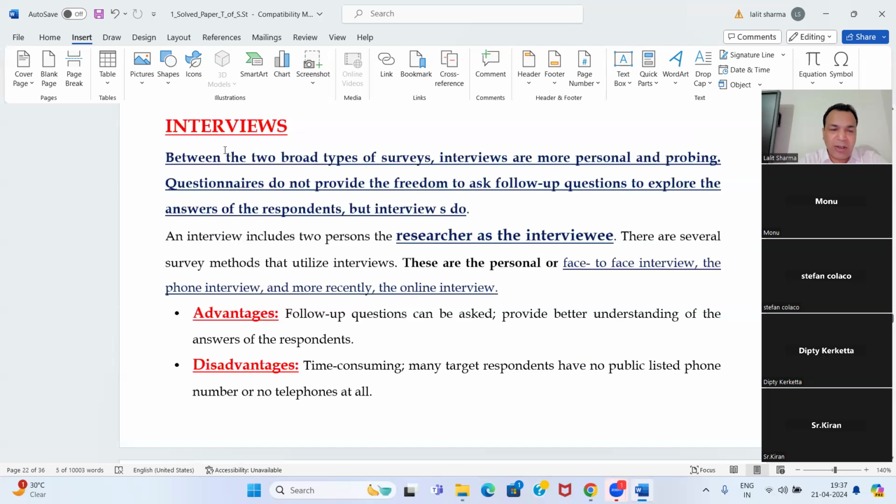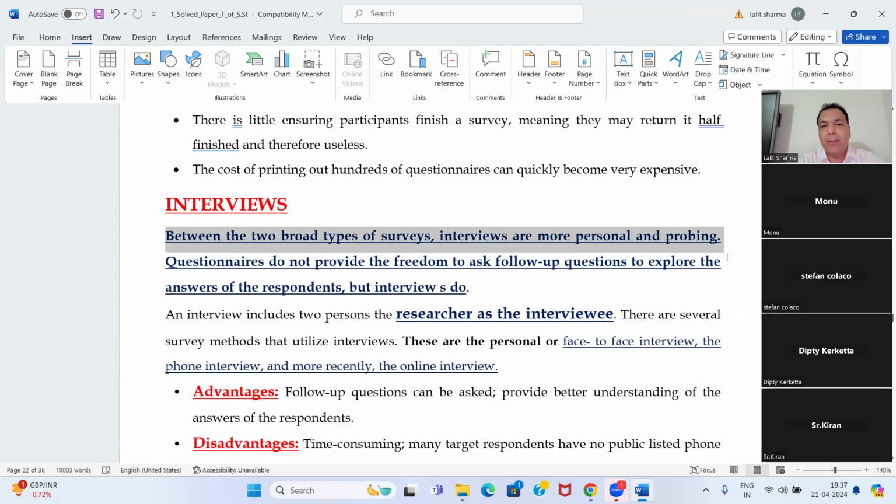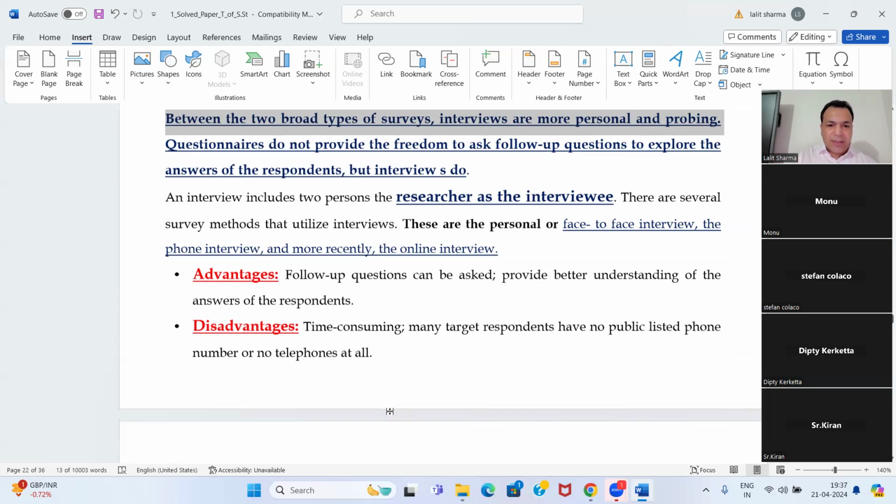Okay, next, interviews. Now interviews are conducted. An interview is conducted between the interviewer and the interviewee, right? So you become more personal with the student. See, between the two broad types of survey, interviews are more personal and probing, meaning the more you are digging out from the student. That's why it is necessary that there should be a counselor in the school. A teacher is a counselor basically. Okay, because guidance and counseling, you learn it in your B.Ed course. Okay, see, there are advantages and disadvantages.